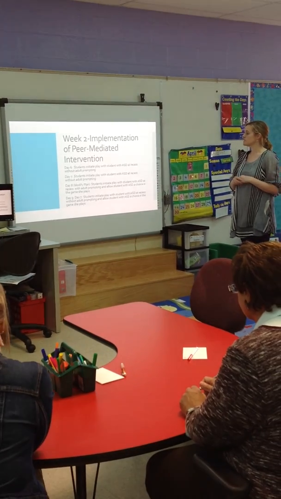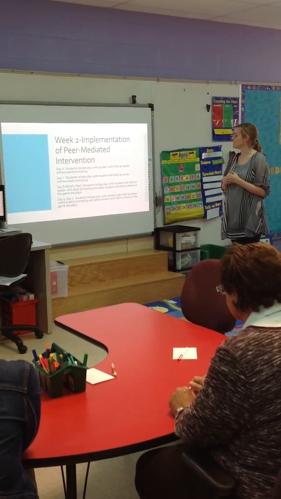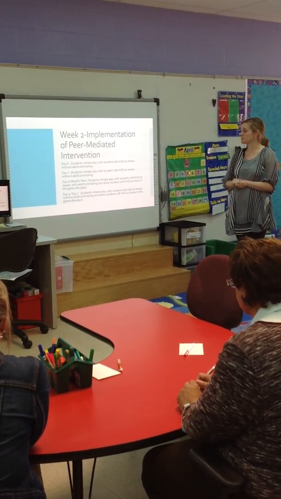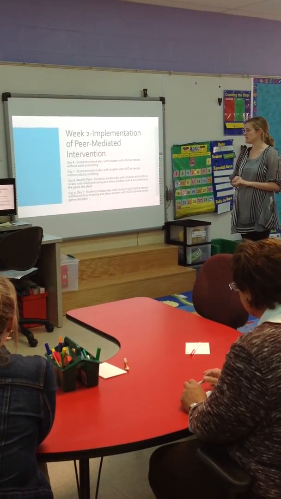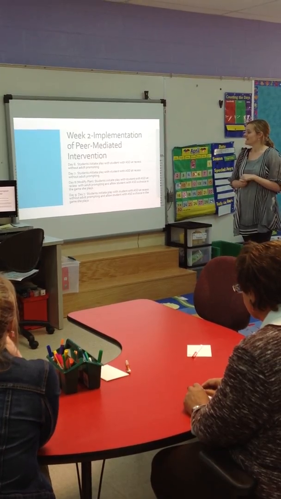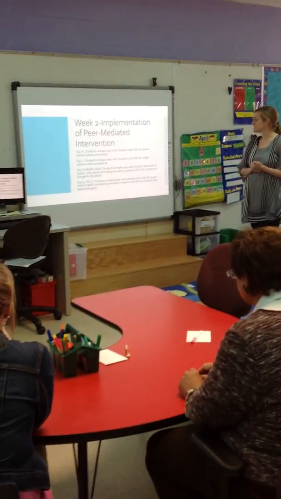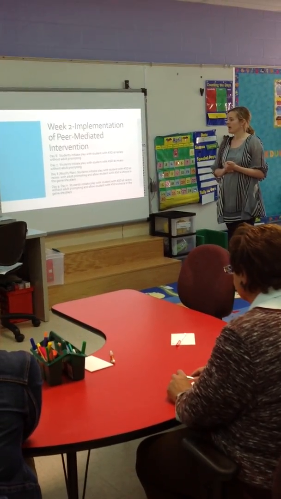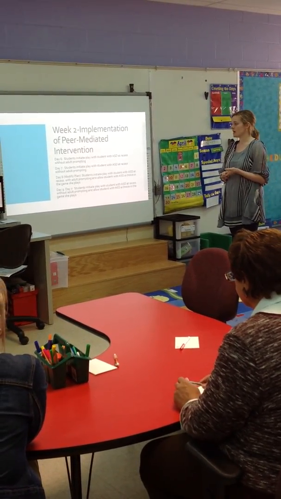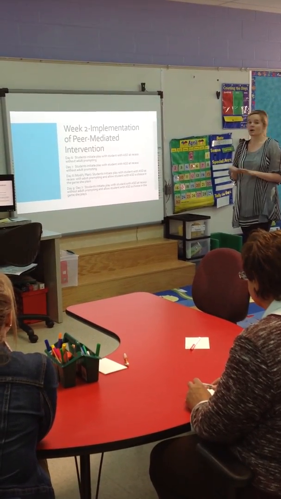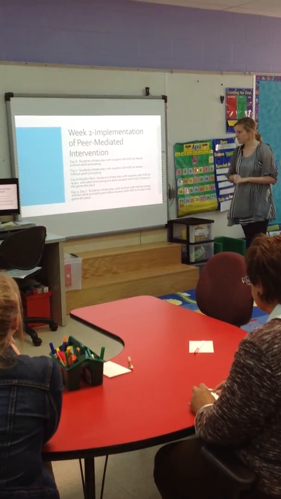Day 6, the students initiated playing with the student with autism at recess. They were able to do this without adult prompting, and it was successful. The student engaged in play with her peers. Day 7, students initiated play with the student with autism at recess without adult prompting. This day was not as successful. She went back to refusing to play with her peers, so I decided to modify the plan.